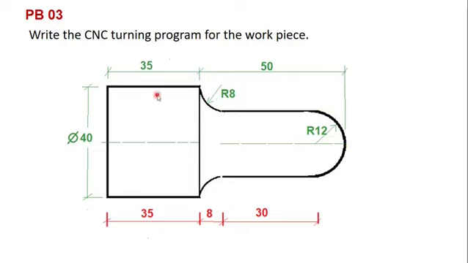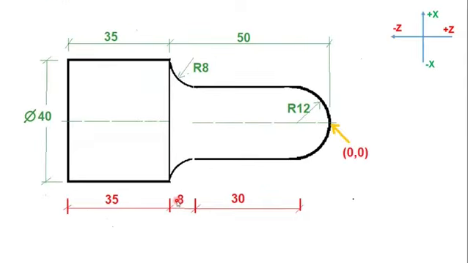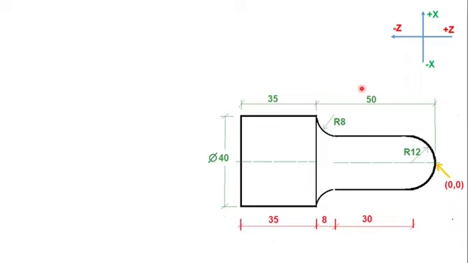So at this position we can hold it in a chuck, and then we have to define 0 0. That is very important. So this is my 0 0. The tool will come from the top, so anything above is plus, Z plus, Z minus. So how to start? Let's start the problem.